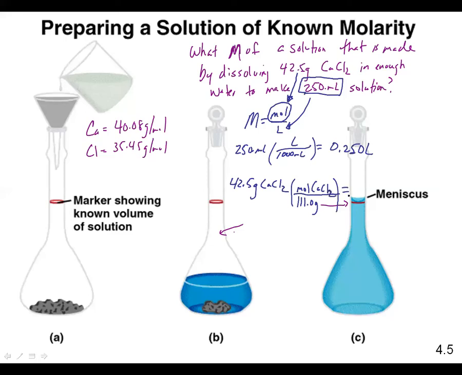And that would get us 42.5 divided by that. Gets us something like 0.382... 295 if I don't round.